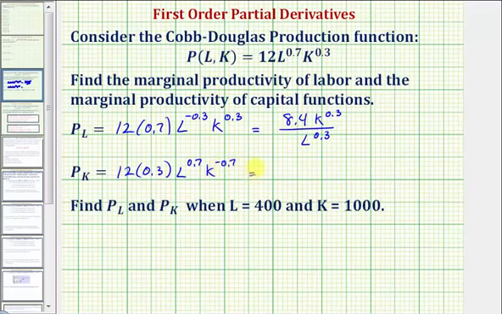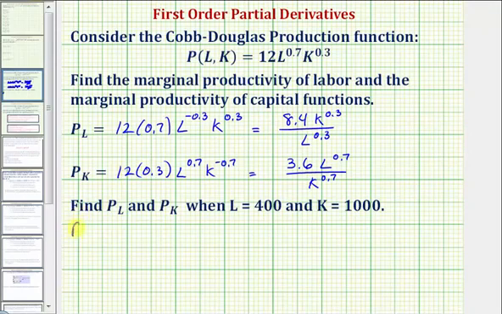Let's go ahead and simplify. 12 times 0.3 is 3.6. L has a positive exponent. And the denominator would be K raised to the power of 0.7. Now that we have our two functions, we're asked to evaluate them when L equals 400 and K equals 1000. After we do this, we'll explain what this means.